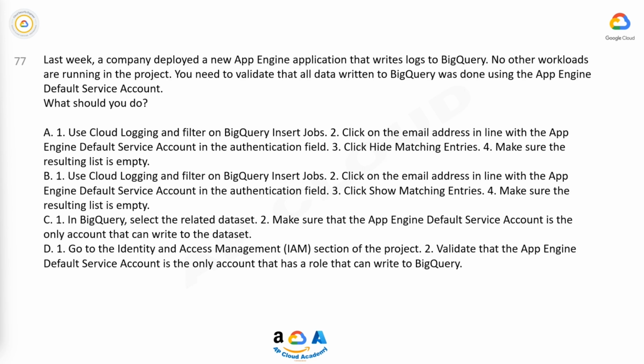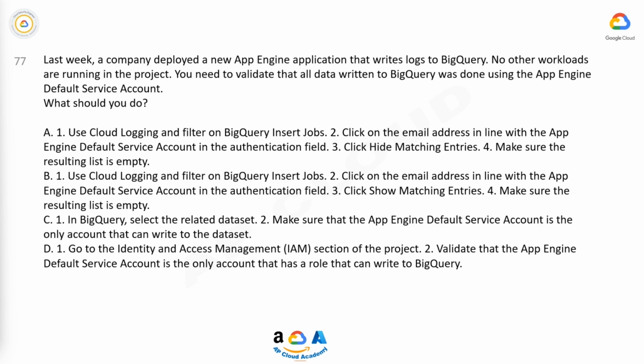A. 1. Use Cloud Logging and filter on BigQuery insert jobs. 2. Click on the email address in line with the App Engine default service account in the authentication field. 3. Click Hide Matching Entries. 4. Make sure the resulting list is empty. B. 1. Use Cloud Logging and filter on BigQuery insert jobs. 2. Click on the email address in line with the App Engine default service account in the authentication field. 3. Click Show Matching Entries. 4. Make sure the resulting list is empty.